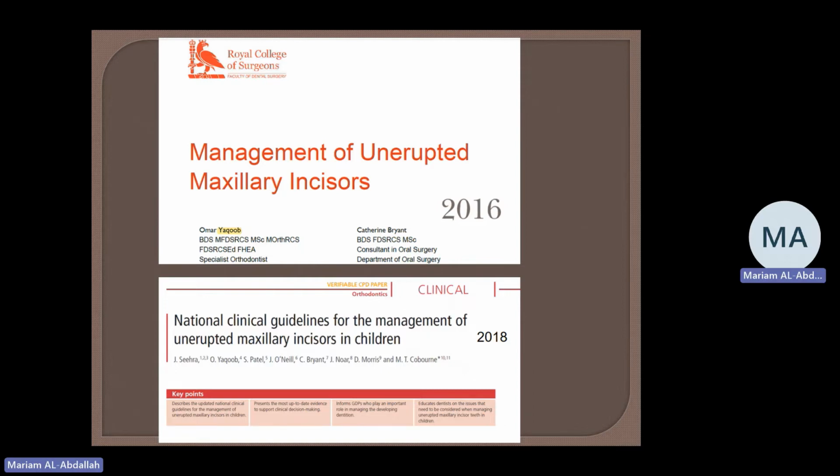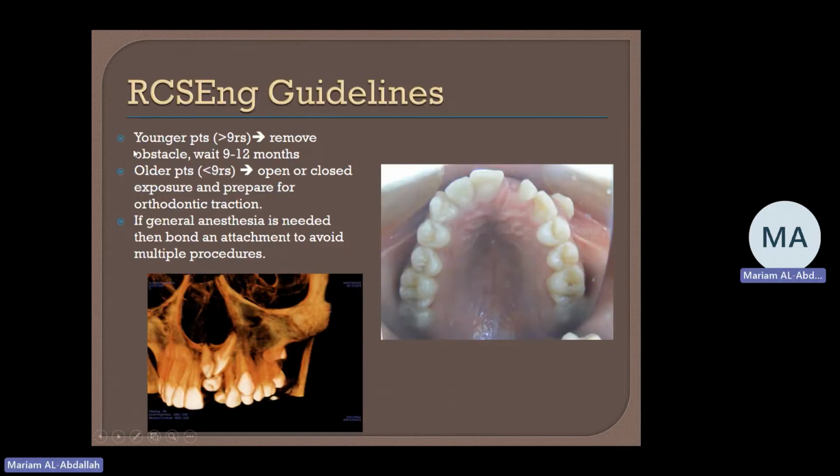The difference is for patients who are younger than 9, where the roots of the central incisors are not yet complete. We need to diagnose the problem first. We need to make sure that there is enough space. Then we remove the obstacle and we wait 9 to 12 months.